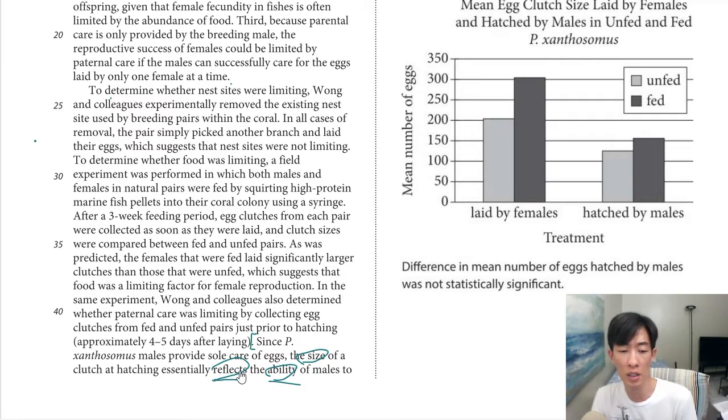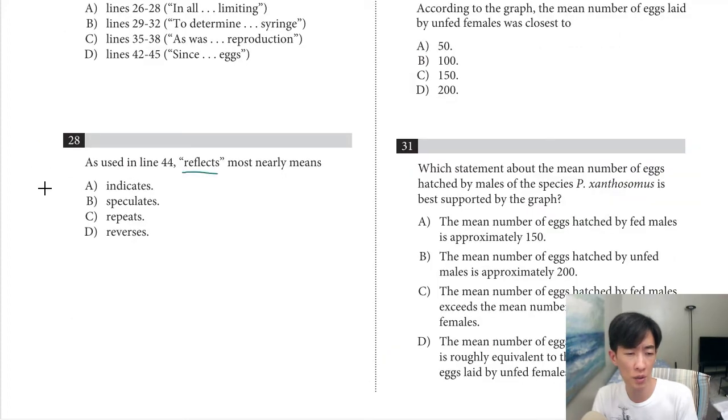They're basically saying that the size shows or demonstrates the ability of males to care for their egg, or you can say the size correlates, like there's definitely a relationship there, right? The size of the clutch correlates with, but you'd have to add with though, the ability of males to care for their eggs. So we said the size shows, and so the closest word is obviously indicates, like it represents or it shows it.